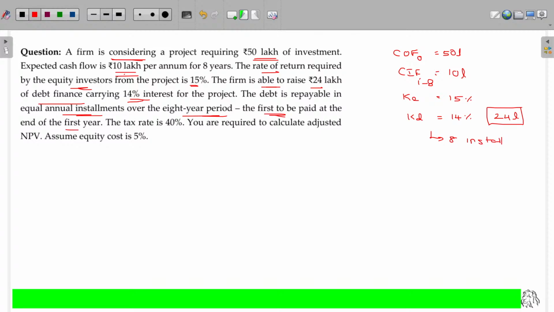The first is to be paid at the end of the first year. The applicable tax rate is 40%. You are required to calculate not NPV, but adjusted NPV. Assume the equity issue cost, otherwise named flotation cost, is 5%.